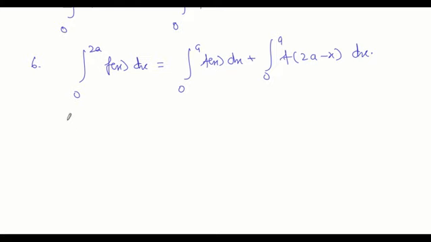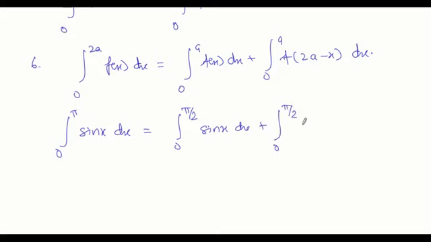So if they give the question integral 0 to pi, okay, then sin x dx. So now what I am going to get split as? Integral 0 to pi by 2, because of pi by 2. That means it is sin x only dx plus integral 0 to pi by 2 sin, what is 2a here? Pi, no, so sin of pi minus x dx. That's all children.